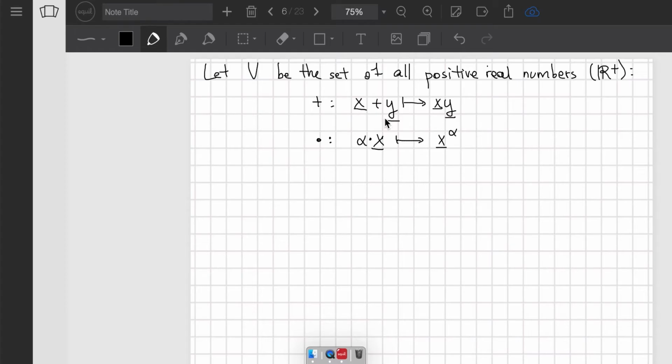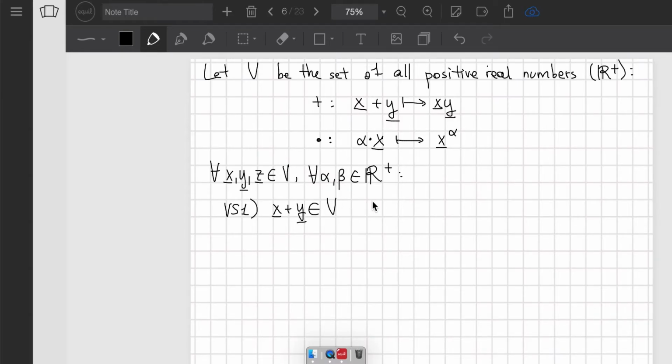Okay, so I have to show that these operations satisfy the conditions for a vector space, which we saw in the first video. So let's take for every x, y, and z belonging to V, and for every alpha and beta belonging to R plus, since we're working over the positive real numbers, so the field is R plus. Then VS1, we have to prove that VS1 is satisfied. So that means that x plus y must belong to V.